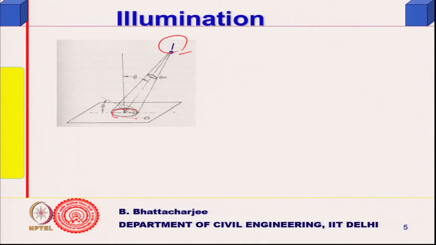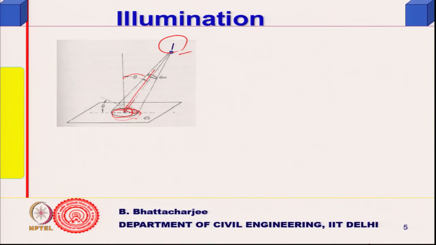Let us say the small surface area is ds, and if I want to find out how much flux is coming here, I must find out what is the solid angle subtended by ds onto this point source, because I into solid angle will give me the flux that is coming out. I want to find out the illumination here. Now, when I want to find out the solid angle, I must take the projected area normal to this direction.